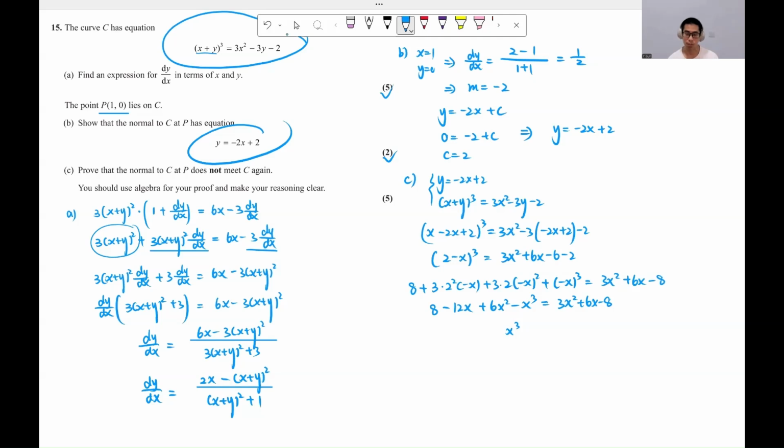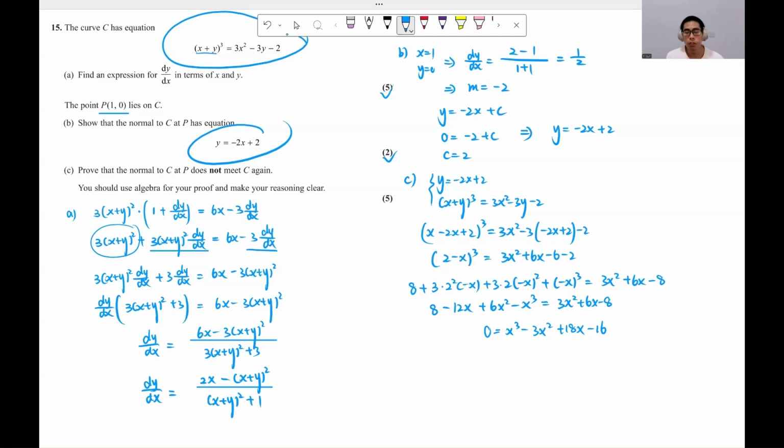So 3x squared minus 6x squared would be negative 3x squared. And then plus 12x for both sides. 6x plus 12x is positive 18x. And then minus 8 minus another 8 is minus 16. So that would be equal to 0.